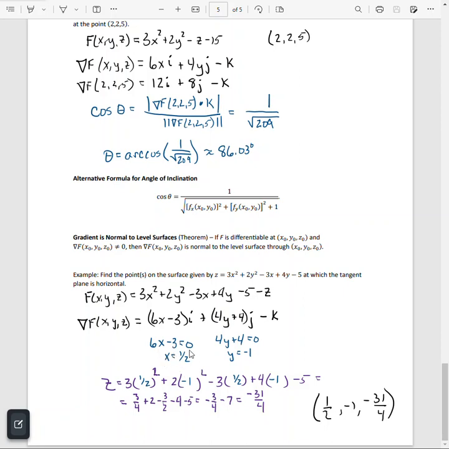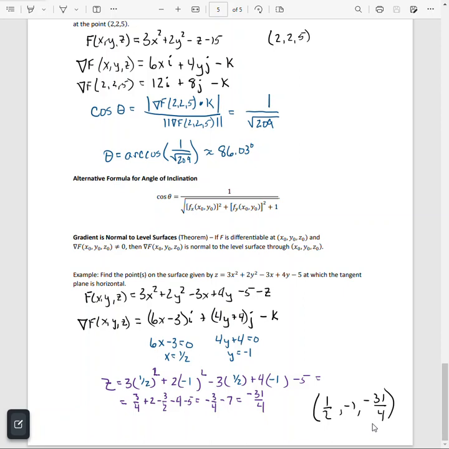If 6x minus 3 equals 0, then 3 divided by 6, x will be a half. If 4y plus 4 equals 0, subtract 4, divide by 4, y equals negative 1. Now, we don't have any information about z over here, nothing whatsoever. But we do know what z is equal to. So substituting 1/2 everywhere we see an x and negative 1 everywhere we see a y, we can find our z value, negative 31/4. And we have found the point on the surface at which the tangent plane is horizontal.